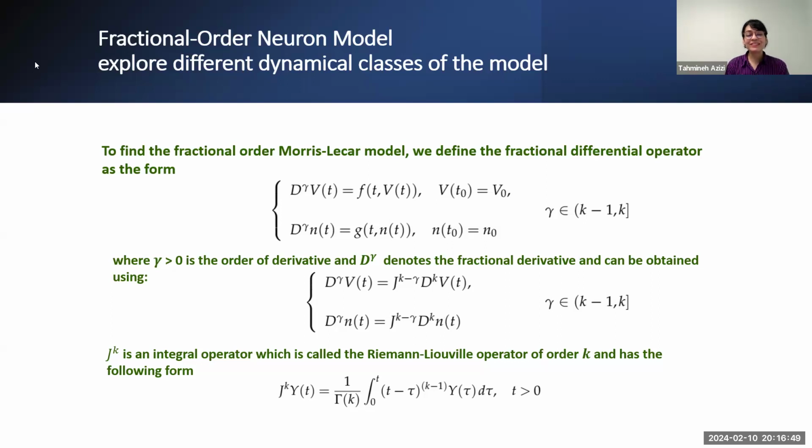So we are going to explore different dynamical classes of the Morris-Lecar model. Here we are using the language of fractional calculus and this fractional differential operator. We write down our equation for the voltage and the second one, the gating variable, using this fractional operator, and we define the fractional derivative. There are different types of it, for example the Caputo or the Riemann-Liouville operator. We can use it, and we write down this fractional derivative in this form.